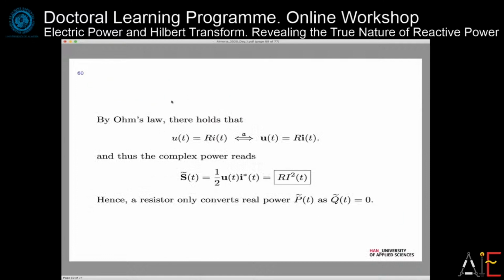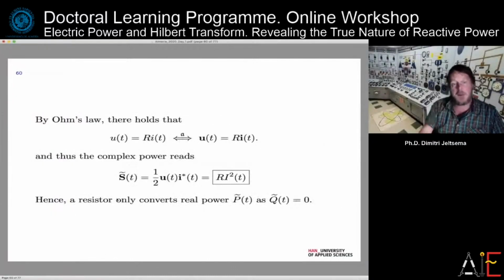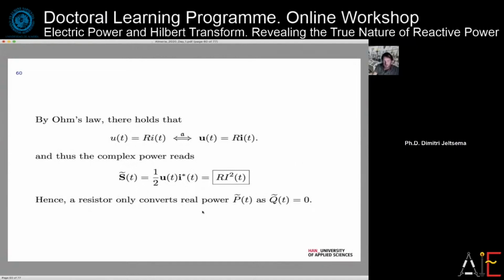Just a couple of things here for a resistor. Let's apply this time varying power triangle, or power trinity, if you like, just to an ordinary resistor. Then you have Ohm's law. The analytical signal representation would be this. If you compute the complex power, what you get is R times the amplitude squared as a function of t. So this at least sticks to our common notion that resistors only convert real power, because the imaginary power is 0 in this case.